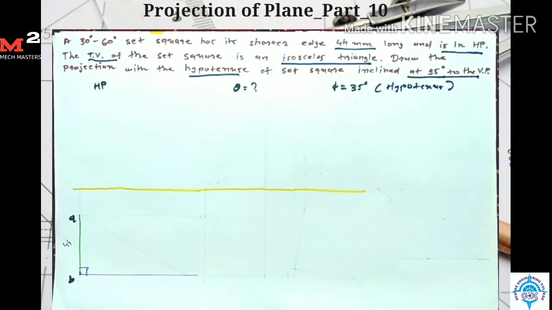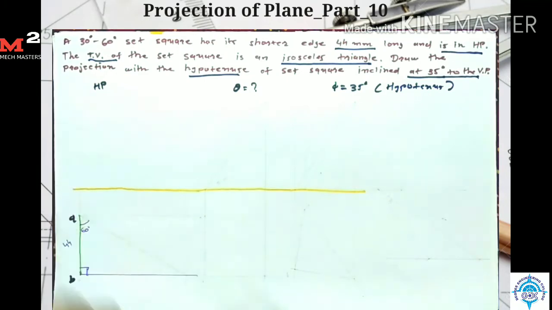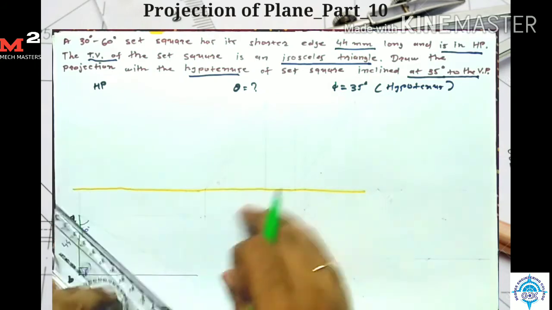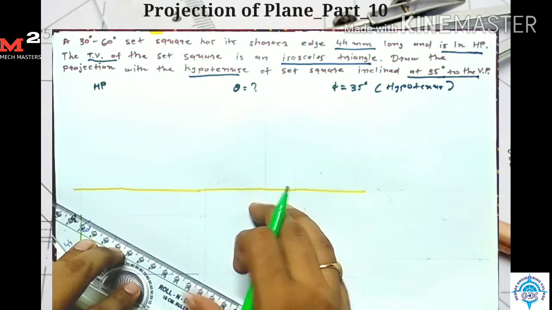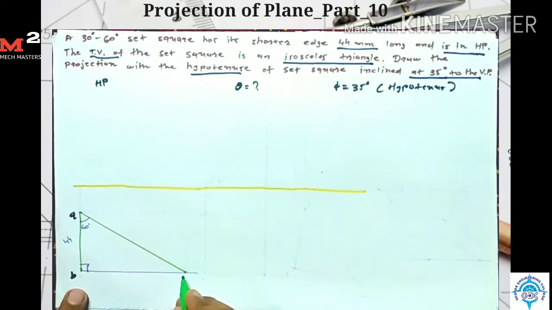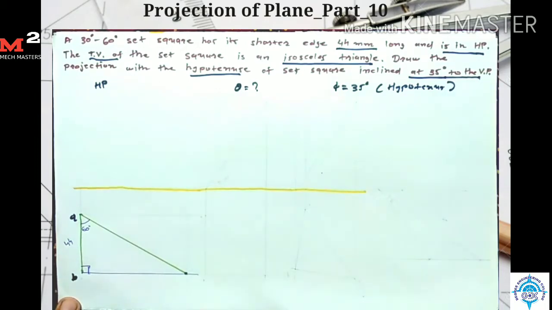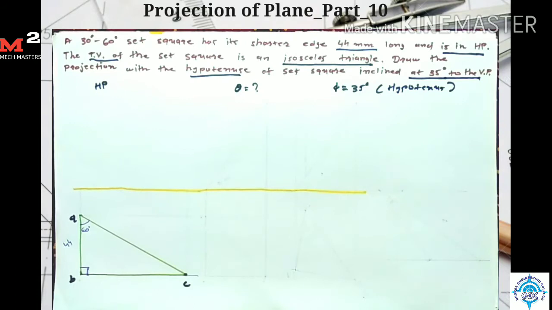So here I measure the angle 60 degree and draw one line, which intersects this perpendicular line here. Here I get my point C. After joining B and C, I get the top view for the first stage.